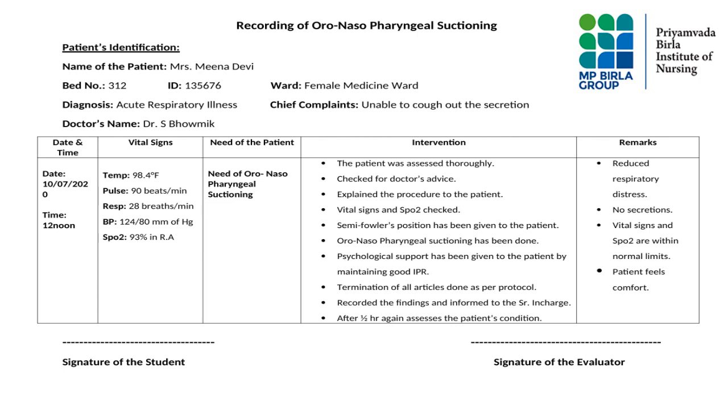After that, you have to record the procedure. So, the next point is you have recorded the findings and informed the sister in charge, meaning you have to inform the higher authority. After that, you have to reassess the patient. After half an hour, assess the patient's condition again, whether any more secretions are present or not. After that, you have to write the remarks. In the remarks section, you have to mention reduced respiratory rate, no secretions after suctioning, vital signs and saturation within normal limits, and the patient feels comfortable.